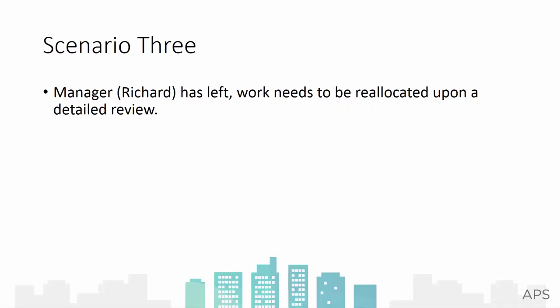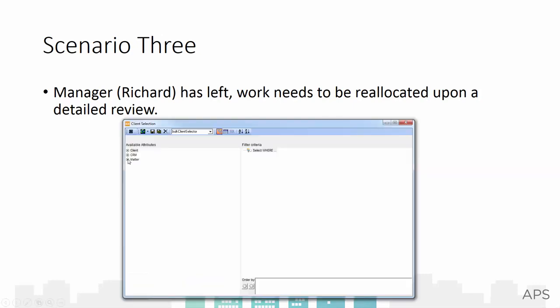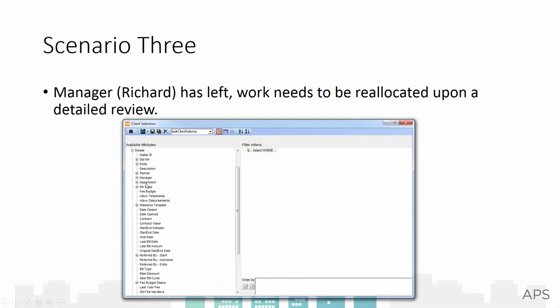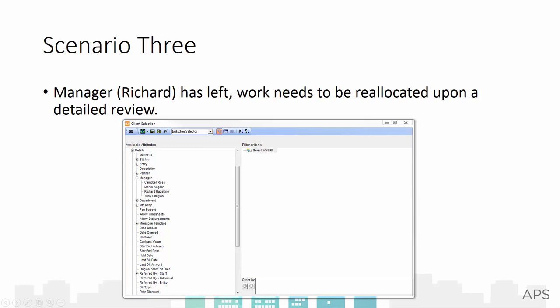Let's look at our third scenario. We have a manager, Richard, who has left now, and the work needs to be reallocated upon a more detailed review. There's no set rules for this. In this example, we're going to use client list first to extract the information. Let's firstly start with our matters, where the matter manager is Richard. We're going to get all matters.